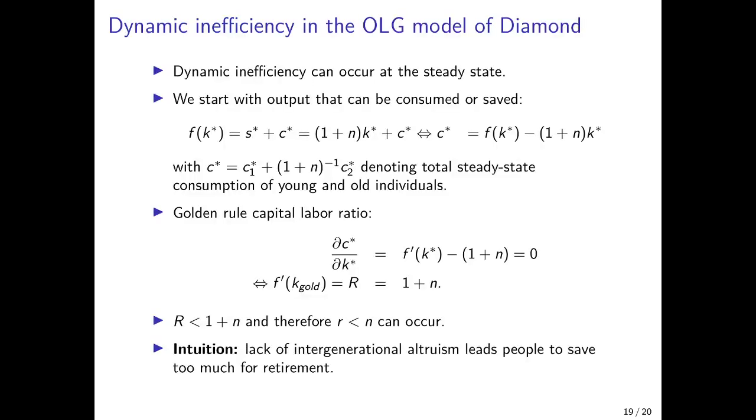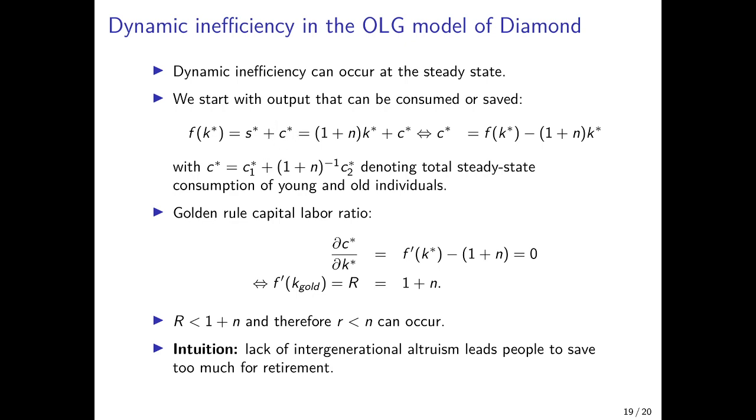Now, finally, in the overlapping generations model of Diamond, dynamic inefficiency can again occur at the steady state, irrespective of the fact that we have optimizing agents. To show this, we start with output that can be consumed or saved. So we have output as a function of capital input. Now we have everything per worker because in the basic OLG model we abstracted from technological progress.